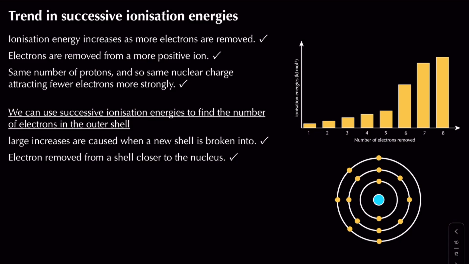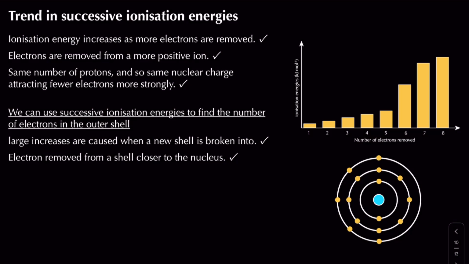So moving on, if we were to look at our next trend, which is the trend in successive ionization energies, very important. This actually helps us discover stuff about our electrons and their structure itself. Now if we look at ionization energies in terms of their trend, we know that ionization energy increases as more electrons are removed. Why is that the case?